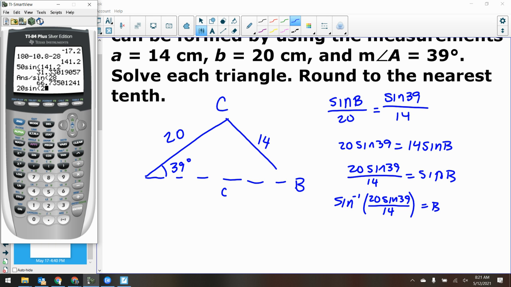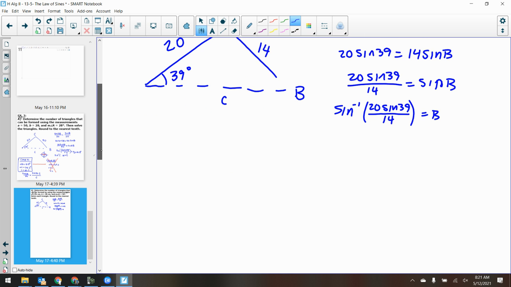Let's see if that's valid. 20 sine 39 divided by 14. Is it going to give me a valid angle? Yes, because it's between -1 and +1. Inverse sine of that is going to give me 43.8 degrees. So I know at least one triangle exists. If you get an error right there, there are 0 triangles. It's that first option where it's swinging, but it's never going to hit the bottom. So case 1, angle B is 43.8 degrees. Angle C and side C we don't know yet.